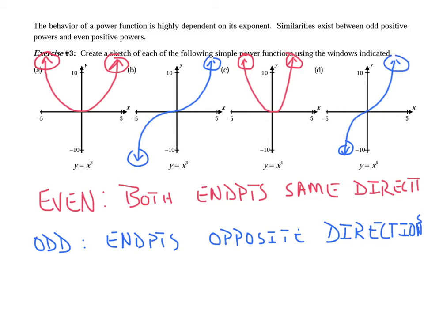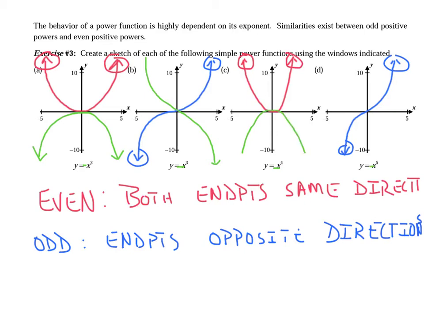Now, interestingly enough, what if I wanted to negate these functions? If I negated x squared, it would flip it over. If I negated x cubed, it would turn it upside down, kind of like this. If I negated x to the 4th, it would flip it upside down.